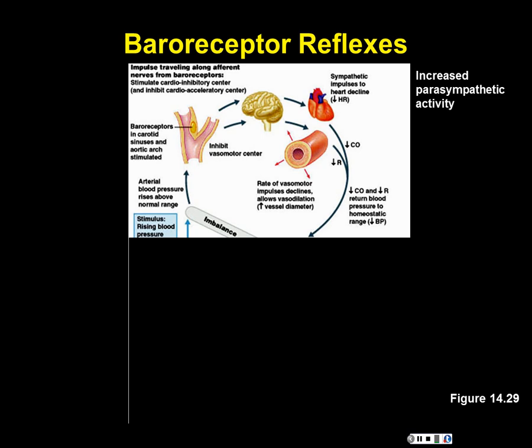Is the heart the only effector organ in this pathway? What is the other effector organ? Blood vessels. If my blood pressure is too high, what do you think a lot of my blood vessels are probably going to do? They're going to dilate. The resistance will go down, and hopefully my blood pressure will go back down to that set point.